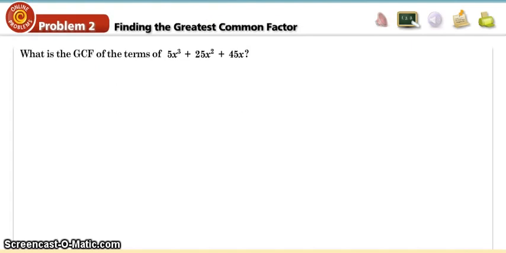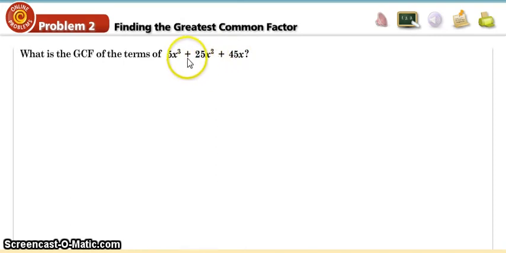Now, greatest common factor. We're going to be looking for the largest coefficient, the greatest common factor for the coefficients, and then also for our variables, okay? So if I gave you 5, 25, and 45, this is something that you've done in middle school before. What is the largest factor that 5, 25, and 45 have in common? And hopefully that's pretty simple for you. It's 5. 5 will divide into each one of these evenly, and that's the largest number that will.